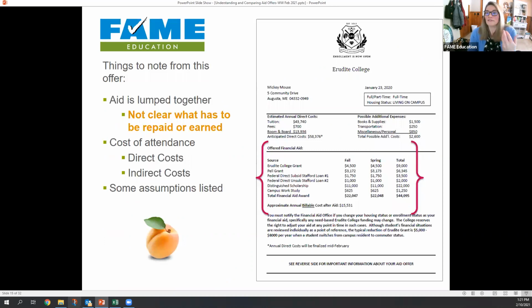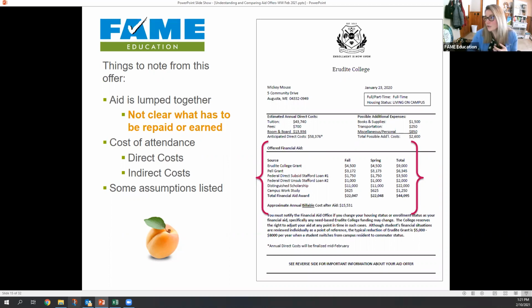Then there's this Erudite College aid offer, and some of them do look like this. All the aid is lumped into one, which isn't necessarily bad, but it's not as broken down by type as those other two that we just looked at. It does list the grants first, and usually that's the case. They'll put the free money at the top. Work study is sandwiched in as well, with no reminder that work study is not coming off the bill. So in this case, this might be a little bit confusing to a family because it's not really broken down.